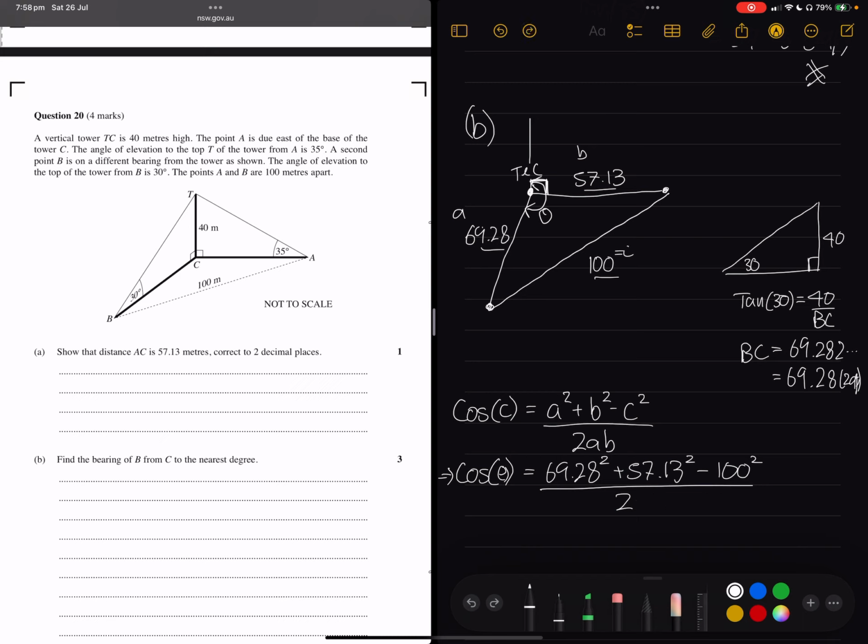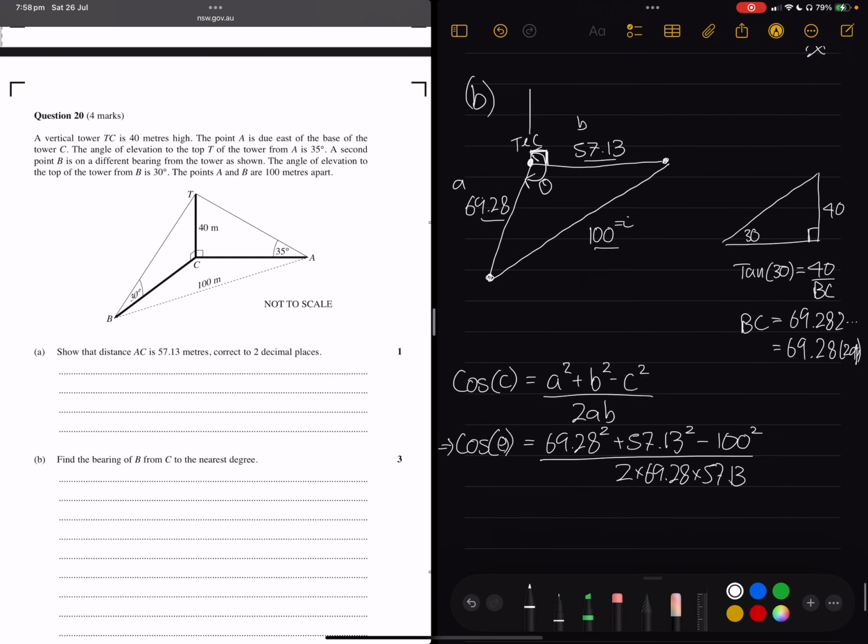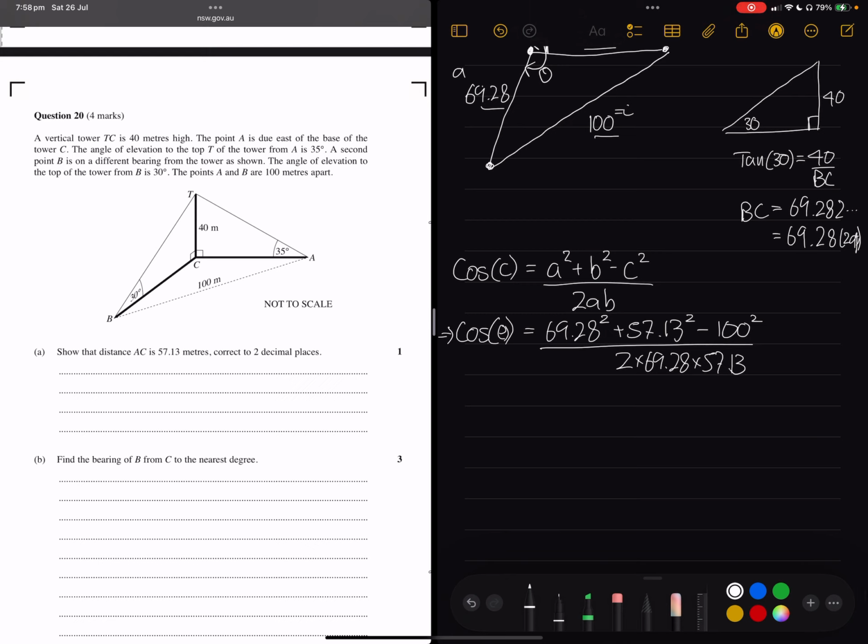All over 2ab. Now a, we said, was 69.28, b was 57.13. Now we need to evaluate all of this. This should come out as minus 0.2446 dot dot dot. If we take the arc cos of minus 0.2446, we get 104.158.